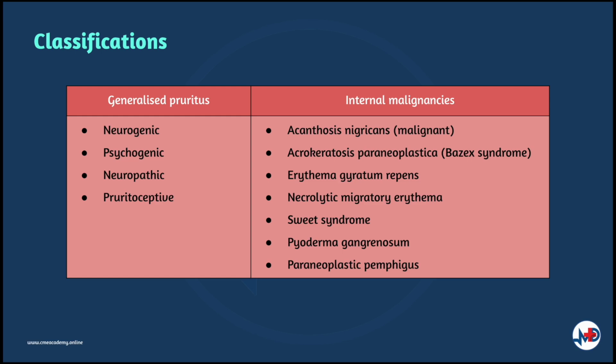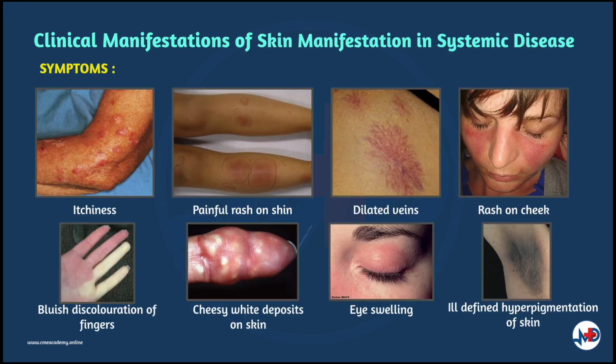Erythema gyratum repens is seen in lung carcinoma, while glucagonoma manifests with necrolytic migratory erythema. Sweet syndrome and pyoderma gangrenosum are associated with leukemia, lymphoma, and multiple myeloma, while paraneoplastic pemphigus is seen in hematological malignancies and thymoma. So individuals with generalized pruritus will complain of, of course, itchiness.